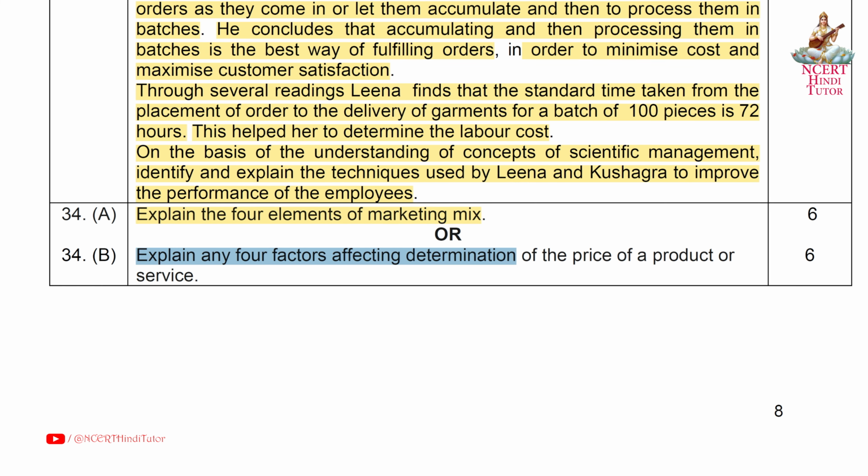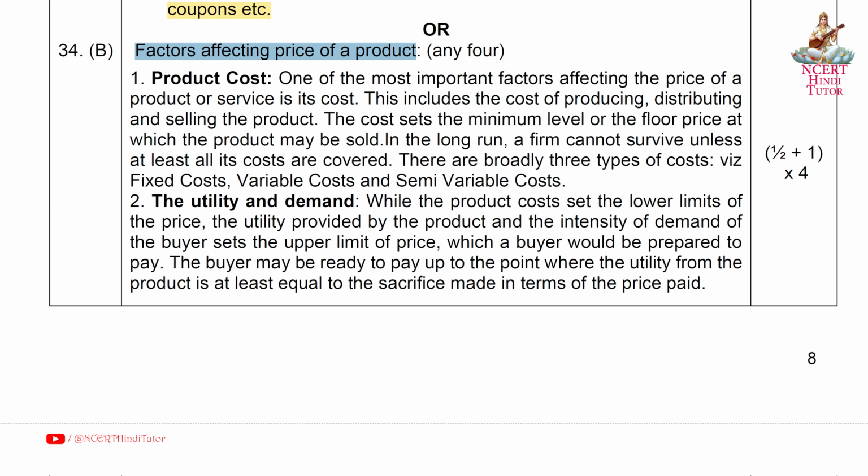Question 34b. Explain any four factors affecting determination of the price of a product or service. Answer. Factors affecting price of a product, you can write any 4 points. First, product cost. One of the most important factors affecting the price of a product or service is its cost. This includes the cost of producing, distributing and selling the product.